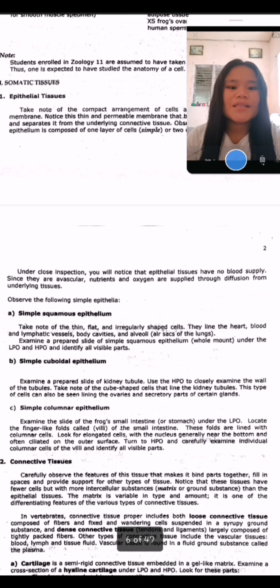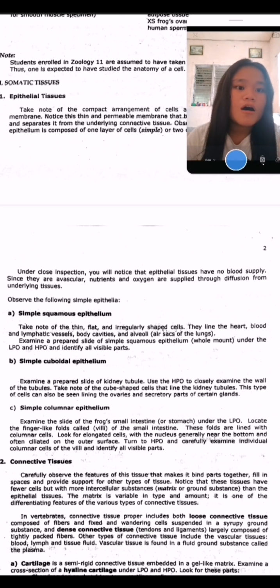Here are the three simple epithelia that we observe. Number one, take note of the thin, flat, and irregularly shaped cells. They line the heart, blood, and lymphatic vessels, body cavities, and alveoli or air sacs of the lungs. Examine a prepared slide of simple squamous epithelium or whole mount.